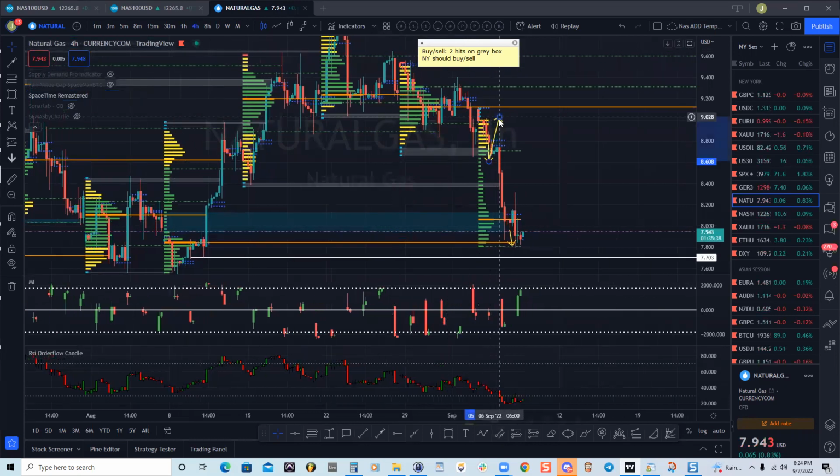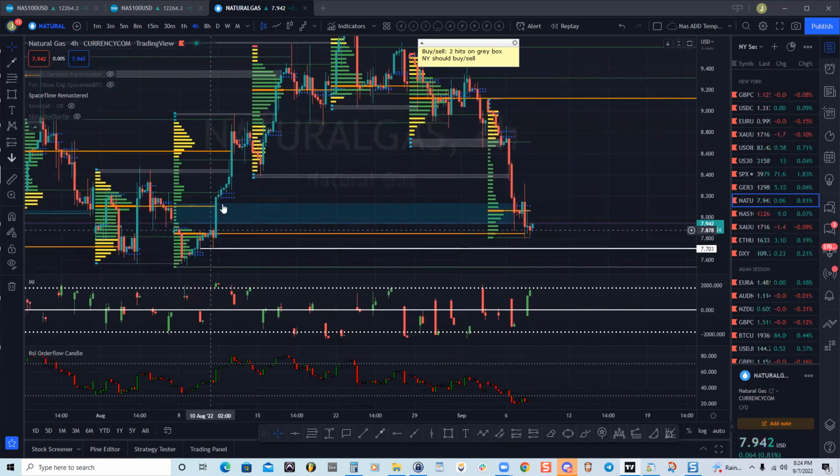Yeah. So natural gas, see how this yellow line stopped here? Orange line stops right here. So it formed here, went over and came all the way around and came down here and stopped. Yeah. So this is a buy zone right here for natural gas. So this should go up.